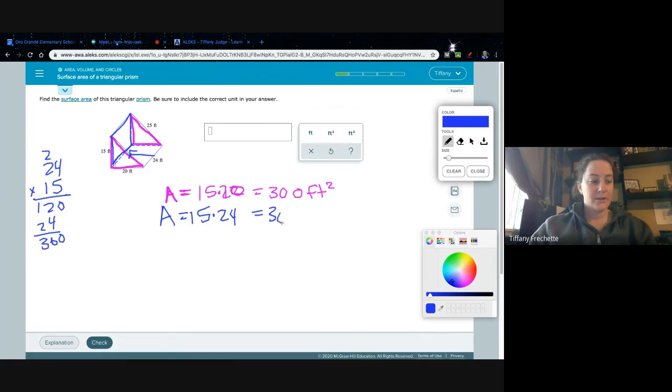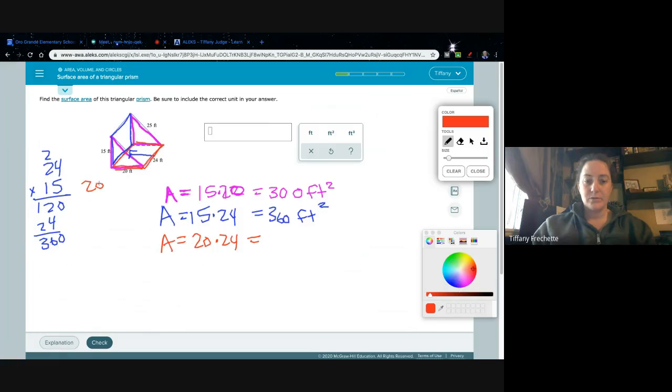All right, so I get 360 feet squared. I almost said cubed. Okay, so let's go ahead and go to the bottom here. So I have area equals 20 times 24 because I have 20 along the side, 20 along the front.